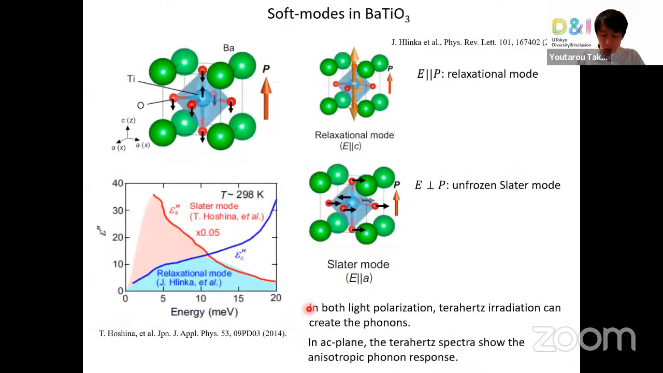To demonstrate the phonon shift current, we use the famous barium titanate. In the tetragonal phase at around room temperature, it has two different phonon modes. One is a relaxational mode, a fluctuation of the spontaneous polarization, polarized parallel to it. Its spectrum is the blue shaded one. The other is the soft Slater mode, polarized perpendicular to the spontaneous polarization. The phonon response is highly anisotropic. The spectrum of the Slater mode is the red one, with a stronger resonance.